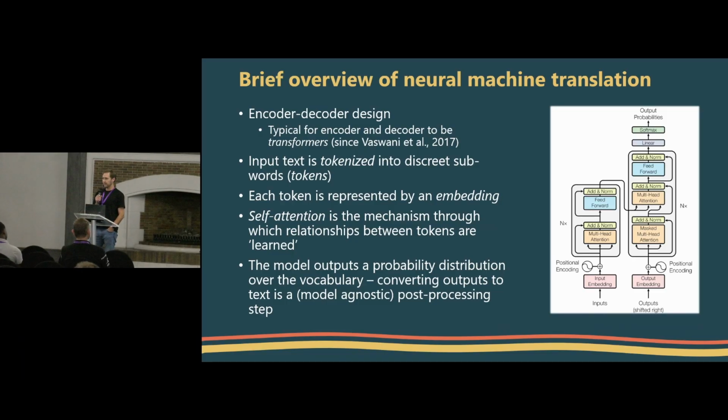When we have the input text, we break it up into tokens. Convenient to think of tokens as words, although in practice they're smaller units than words. They get embedded, basically converted into vectors, and then self-attention is the mechanism through which relationships between tokens are learned.